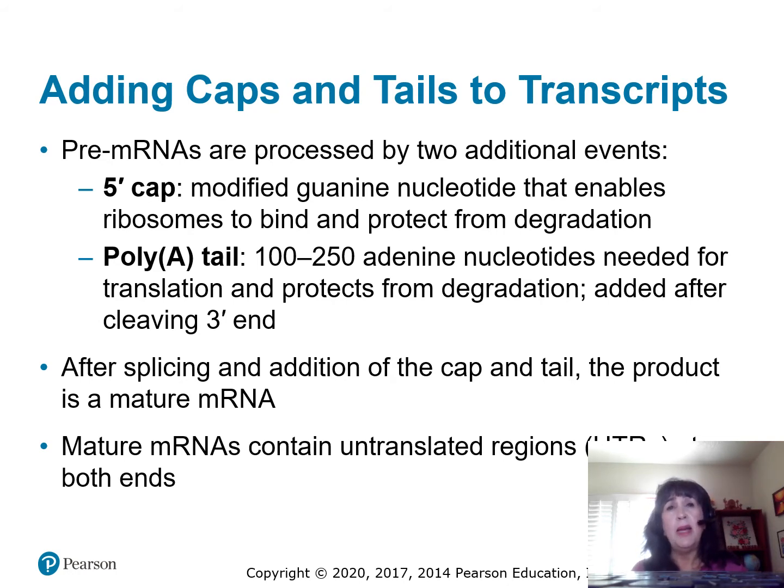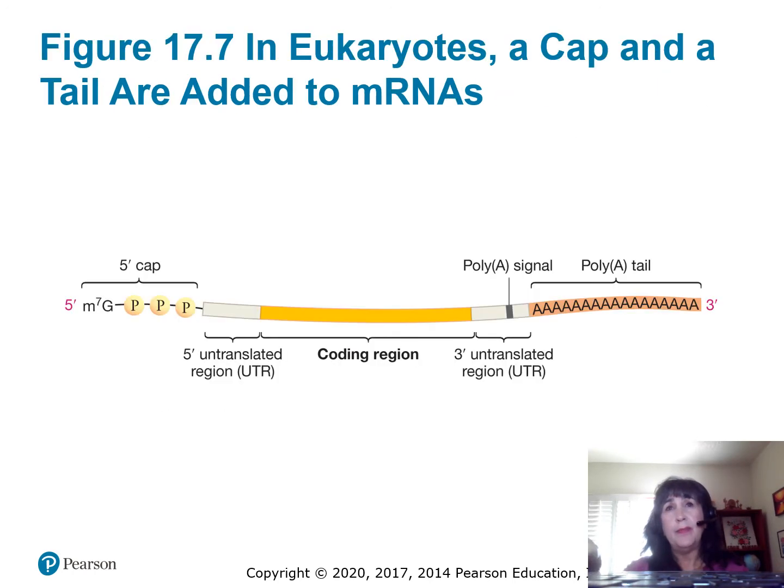Now, there are still some untranslated regions, but they're only found at the beginning and the end of the messenger RNA. This is another fabulous figure. This shows a piece of mature messenger RNA for eukaryotic cells. Notice on one end we have a 5' cap. We have some methylated bases, and then notice that there's a short piece of untranslated region. Then there's a large coding region, untranslated region again, and then the beginning of the poly A tail.